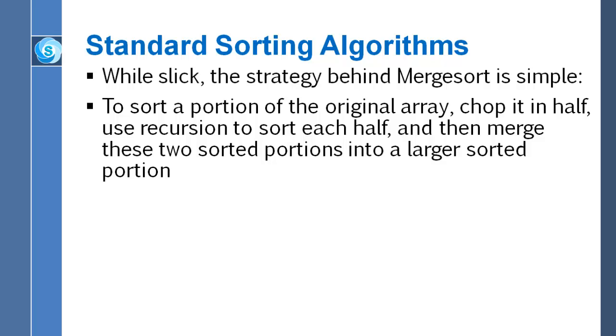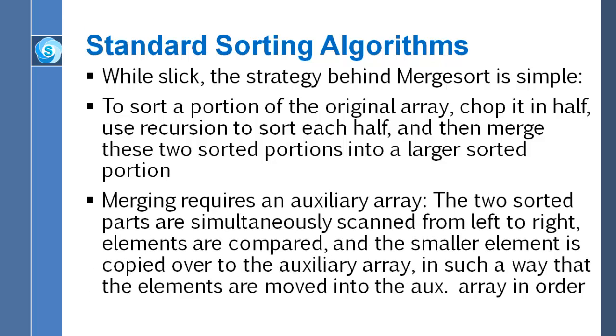We believe that recursion will allow us to produce two sorted halves, but we still have the problem of how to merge them, push them together in such a way that the resulting entire array is sorted. Okay? And that's going to require the auxiliary array. And it's going to require scanning each of the two sorted halves from left to right and comparing elements of the two halves as we go.